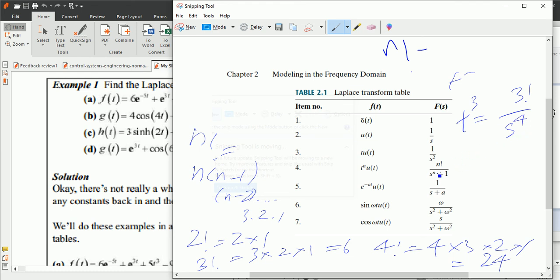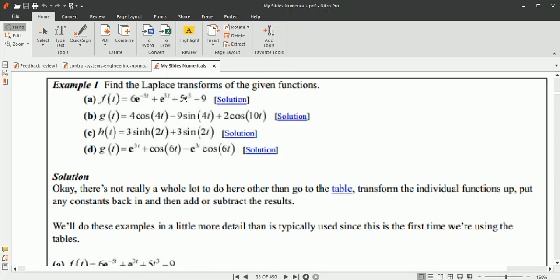This plus 1 is with this n. So 3 factorial over s raised to the power 4. So here you will have 5 into 3 factorial, that 3 factorial will be 6, times 5, that will be 30 over s raised to the power 4. So minus 9, it will be minus 9 over s, because the Laplace of 9 cross 1, 9 is basically 9 cross 1, and the Laplace of 1 is 1 over s.